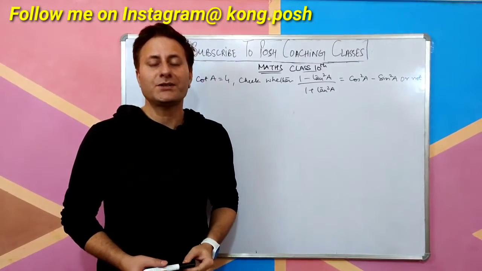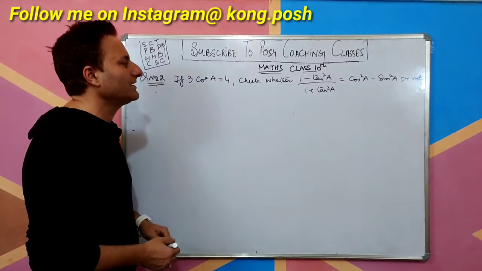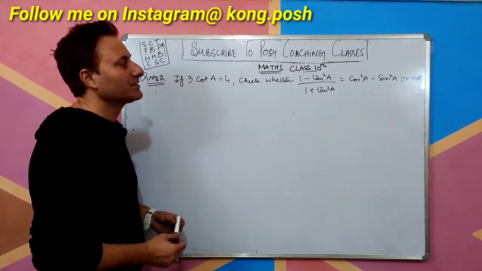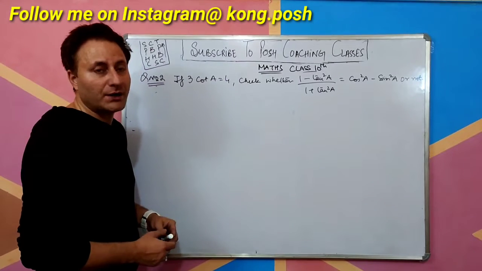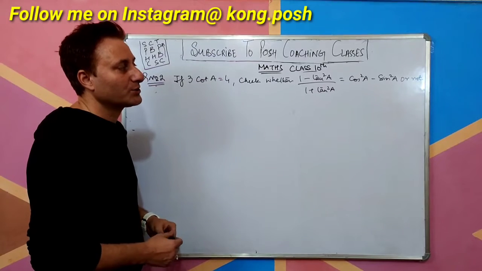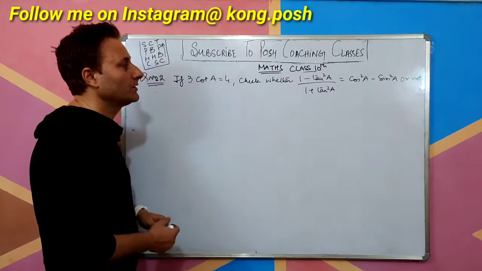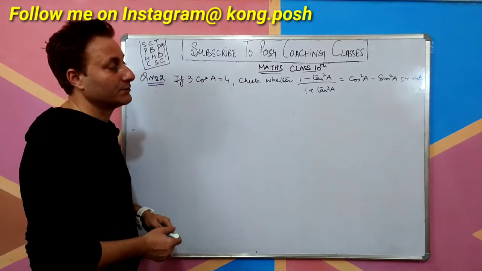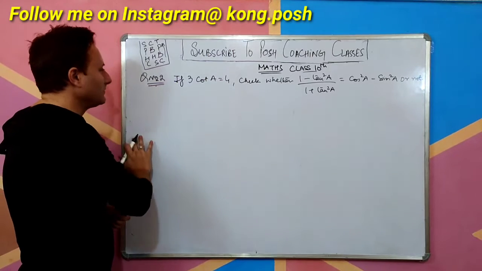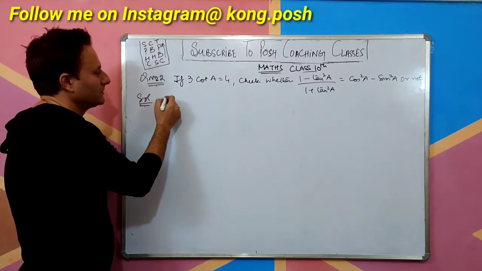All right, question number 2. It says if 3 cot A is equal to 4, check whether 1 minus tan square A whole divided by 1 plus tan square A is equal to cos square A minus sine square A or not. So there is a possibility that it is not equal as well. So we'll just see and check.